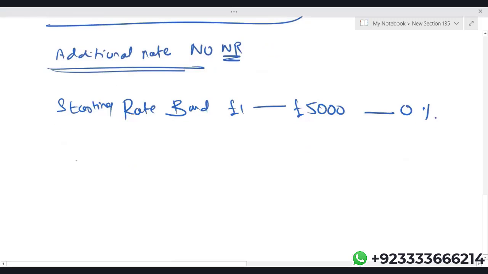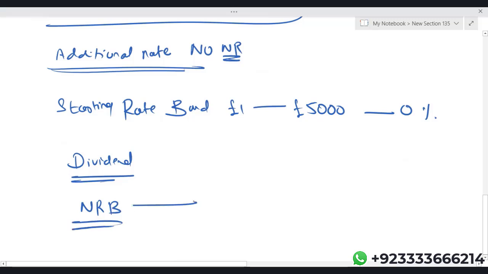For dividend, there is only one nil rate band. In case of dividend income, every individual gets the nil rate band of £1,000, irrespective of tax paying status.